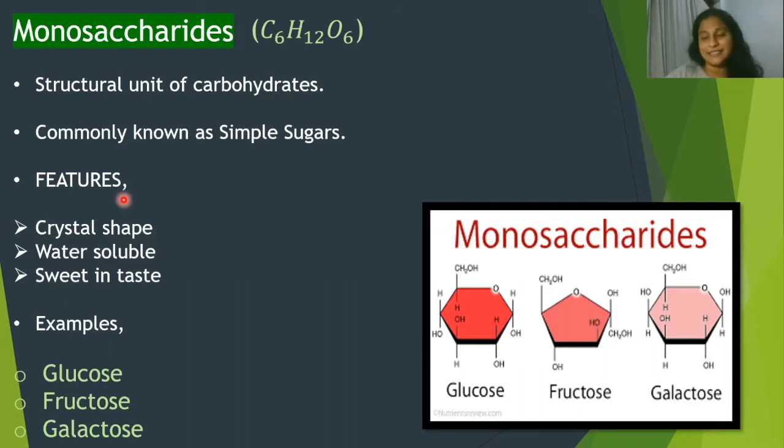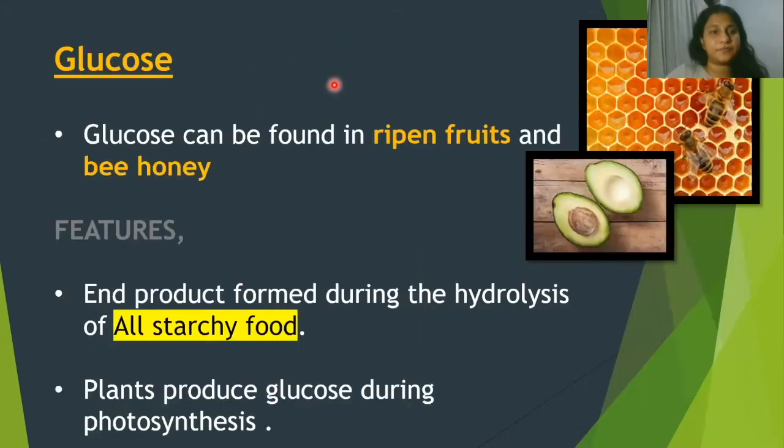I don't need to tell you about that. You all know what glucose is. So fructose and galactose are also the same because they are monosaccharides. And this is the formula C6H12O6. And here we go.